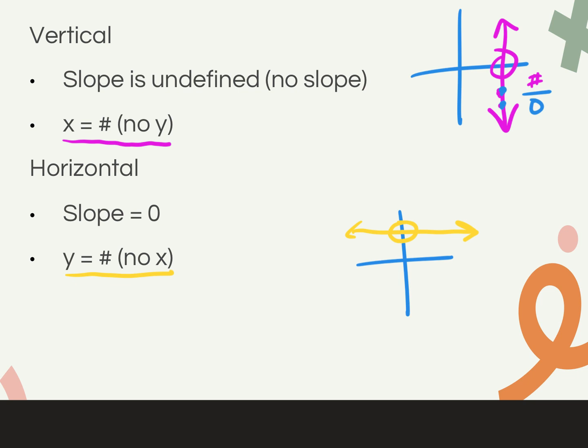So think about your slope. Is there a rise? Did you go up any? No, but did you go left and right? Yes, so that's why it's 0, because 0 over a number. When 0 is in the numerator, it's 0. When 0 is in the denominator, it's undefined.